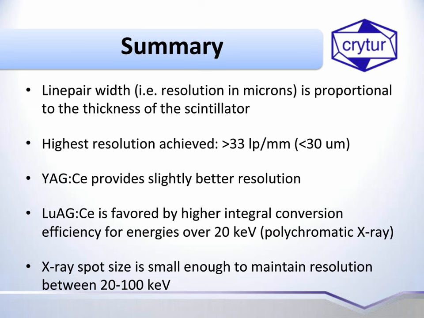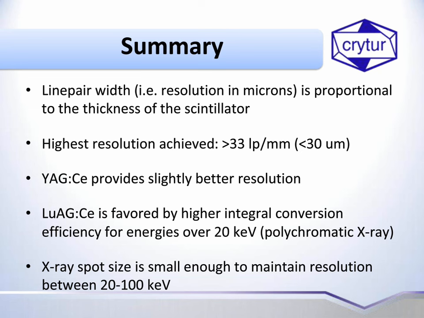The highest resolution achieved was over 33 line pairs per millimeter, which is better than 30 microns, and it's the same as Colin showed in the graph that Zyla has a resolution over 33 LP per millimeter. So it tells us that the scintillator, if it's very thin, is not a limitation of the system. It has some effect, but it will not deteriorate the resolution that much if the screen is very thin.